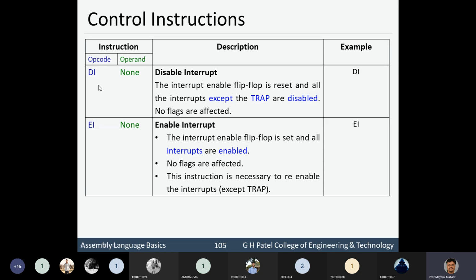You can mask interrupts by executing the DI instruction. Generally, if we are in an interrupt service routine and it is very important, then we disable all the interrupts by executing the DI instruction. If you execute the DI instruction, all the interrupts would be disabled. And then to enable an interrupt, we use the EI instruction. The EI instruction will enable the interrupts. This instruction is necessary to re-enable the interrupts except TRAP. So if you want to reinitialize all the interrupts, you can use this EI instruction.